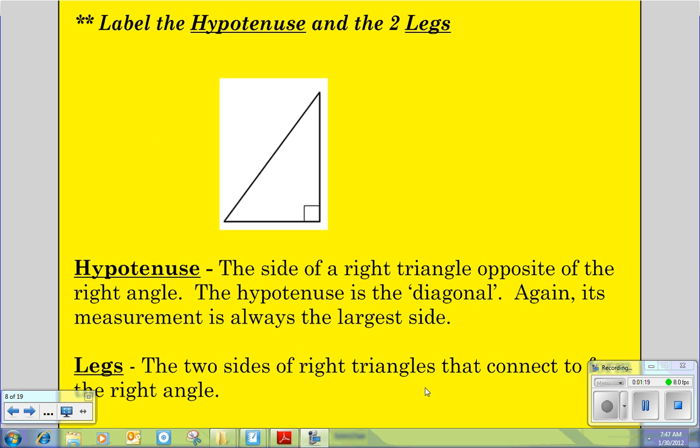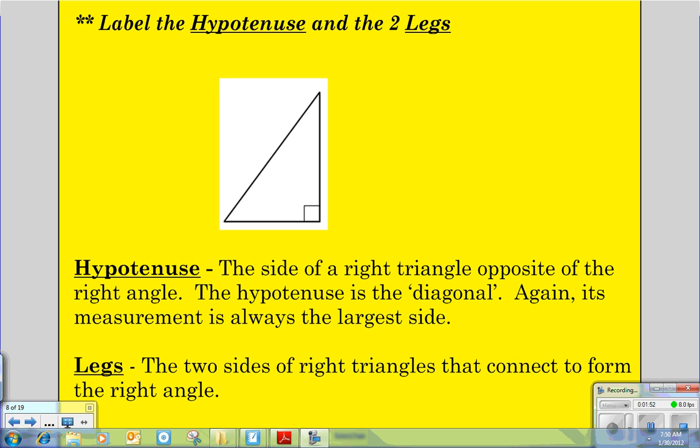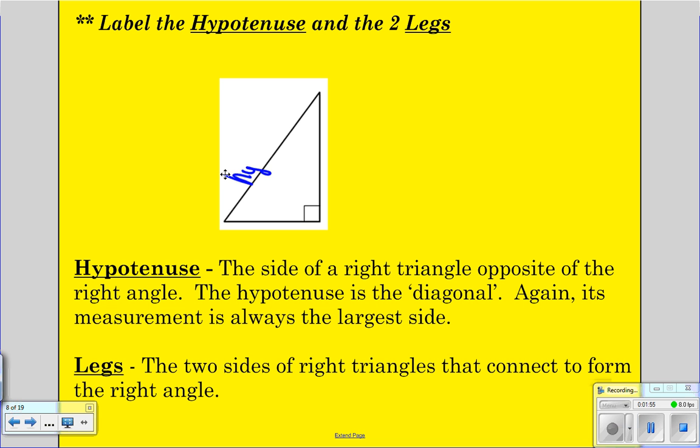Let's take a look at something here. Here is a triangle. If we're going to label the hypotenuse, it is the longest side of the triangle and it is opposite from the 90-degree angle. So obviously when we're looking at this particular item, our hypotenuse is going to be the long side of our triangle, which is here. Okay, and then it's the diagonal, in other words.